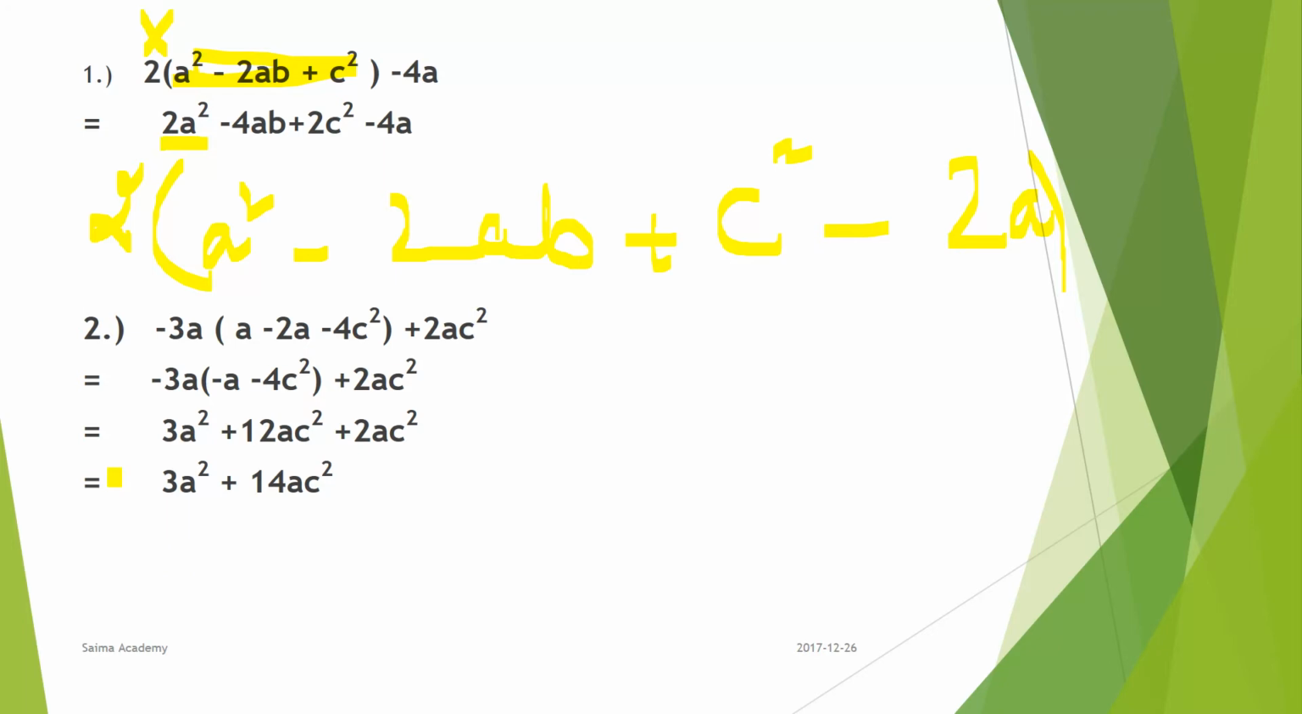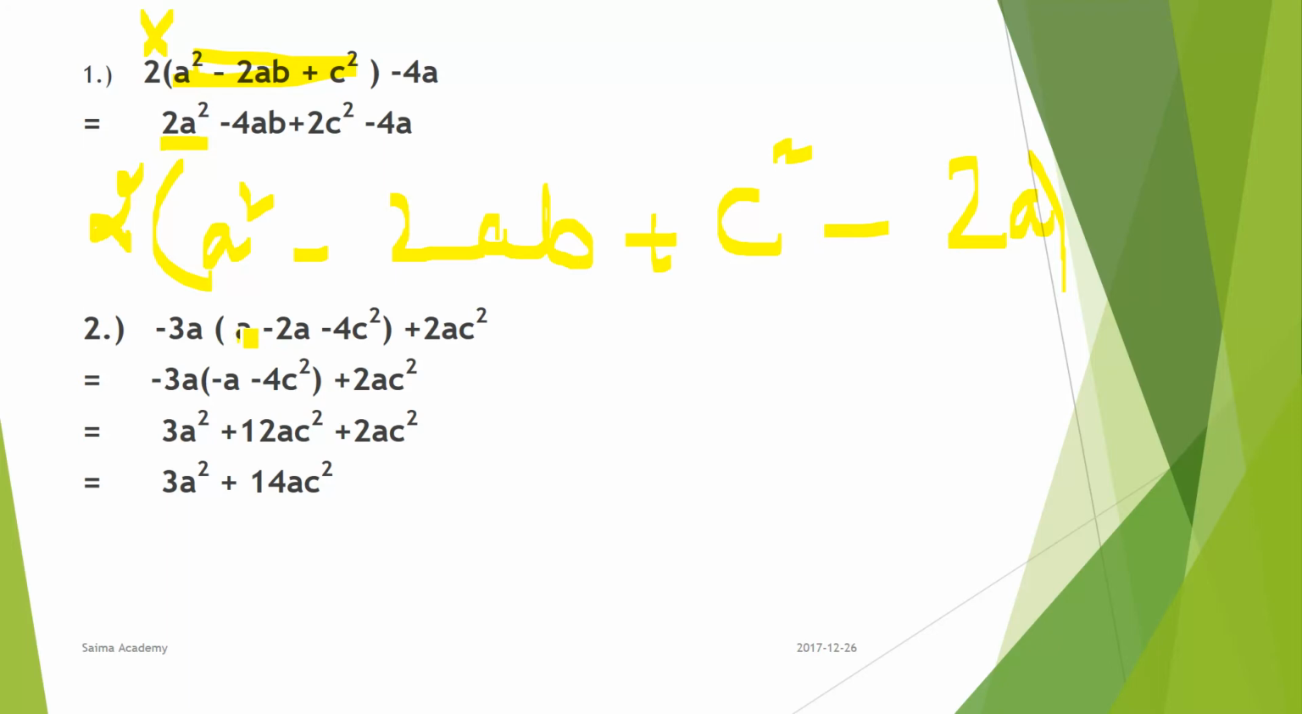Okay. Now come to the next question. We will discuss the next question. You have to multiply minus 3a and then this parenthesis, plus 2ac square. So first step, you have to solve the parenthesis bracket. This is the small bracket. Whatever is inside this bracket.